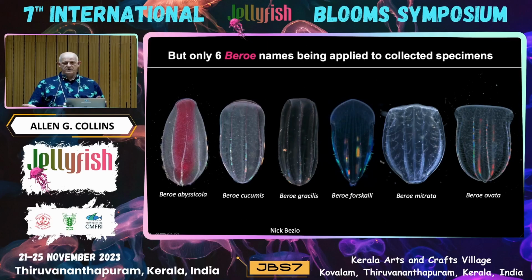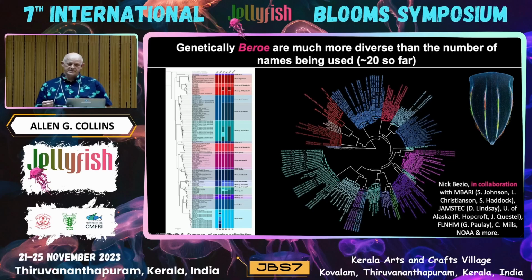But people are collecting and sequencing beroids around the world, lots of different groups, and they tend to always get identified by these 6 names. Beroe abyssicola, for instance: most beroids that have deep red pigmentation will be called Beroe abyssicola, Beroe cucumis, gracilis, etc. You know these things. But what are the genetics telling us? So basically, they are far more diverse than 6 and more diverse than 16. At present, we're doing species delineation methods that indicate that there are about 20 distinct beroid lineages.